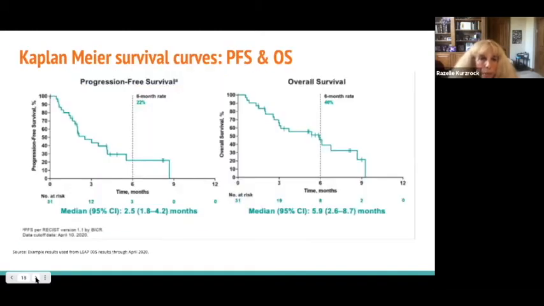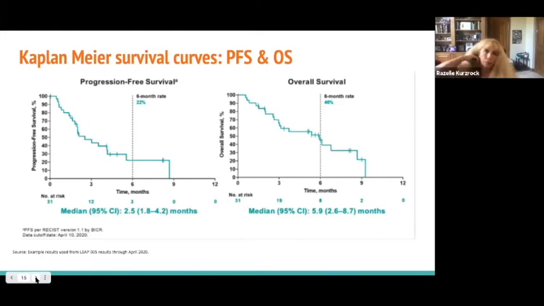And these are the Kaplan-Meier survival curves. So what do we look at in Kaplan-Meier? We combine, and these are progression-free survival, how long was the patient alive from the start of therapy until the disease got worse, and then the overall survival, how long was the patient alive, period. And what you can see at 6 months, on the left side, the progression-free survival is 22%. So really not very impressive. And the overall survival at 6 months is 46%. So again, not very impressive.